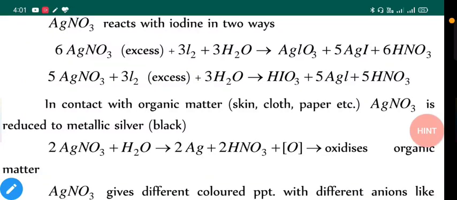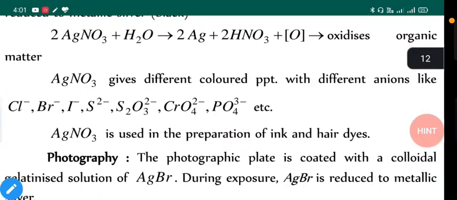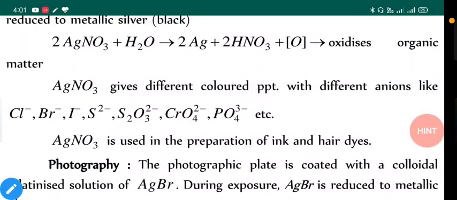In contact with organic matter like skin, cloth, paper, etc., AgNO3 is reduced to metallic silver, which is black in color. When it reacts directly with skin, clothes, or paper, it gives black color. So we can use it as a black ink for certain materials. AgNO3 plus H2O gives Ag and HNO3, and [O] represents oxidized organic matter. AgNO3 gives different colored precipitates with different anions like Cl-, Br-, I-, S2-, S2O3 2-, CrO4 2-, and PO4 3-.